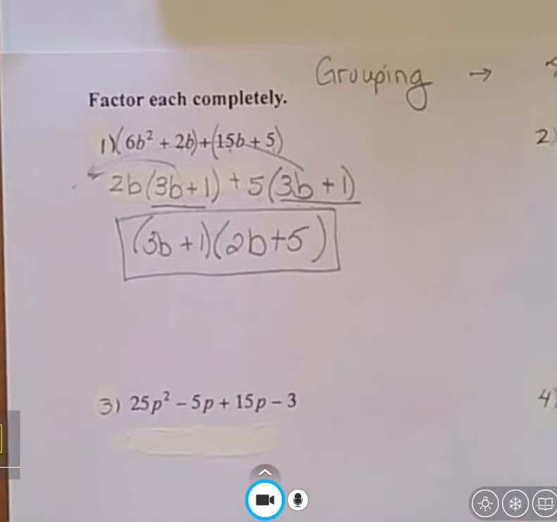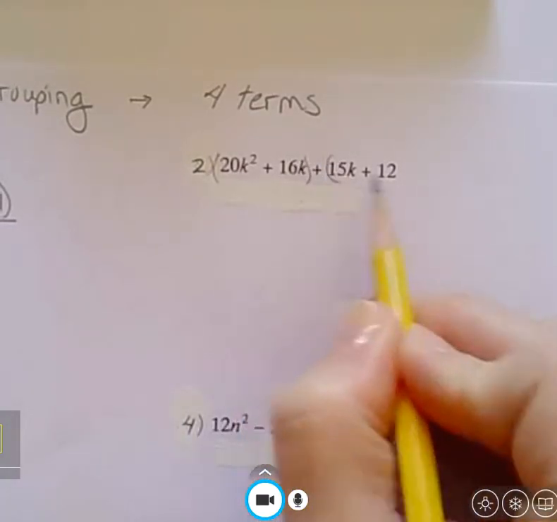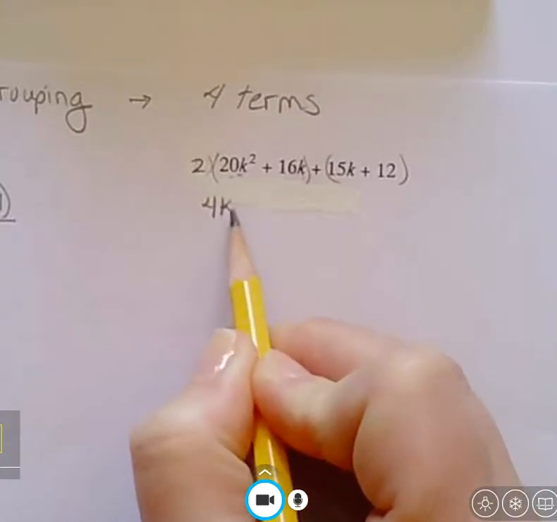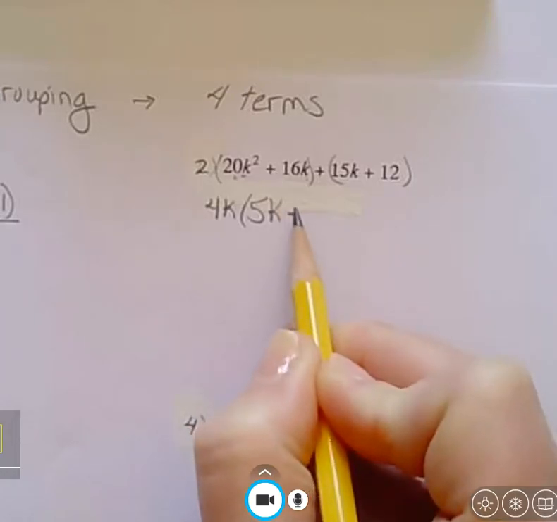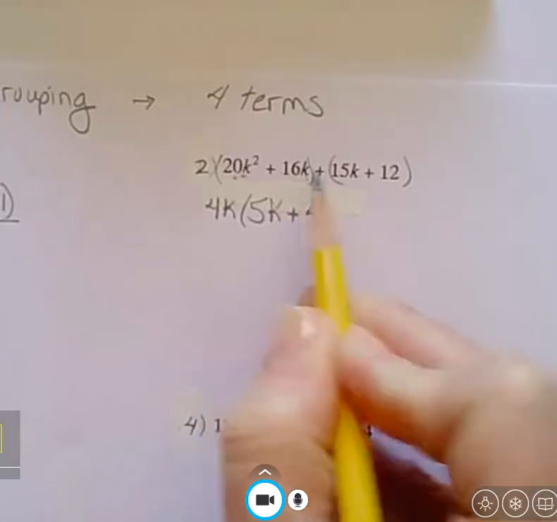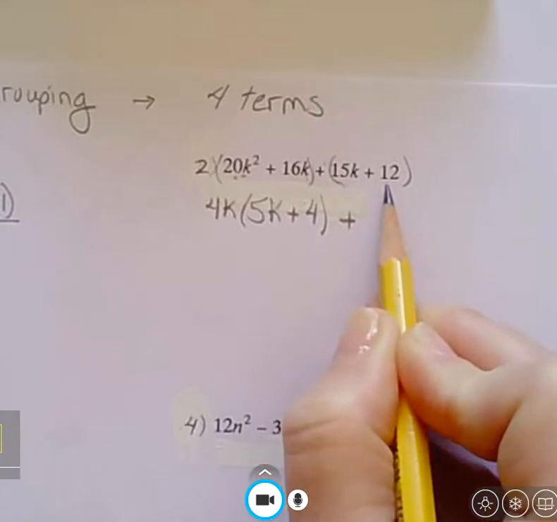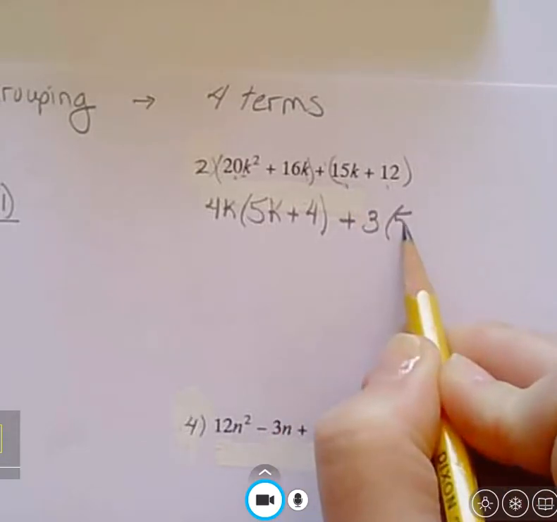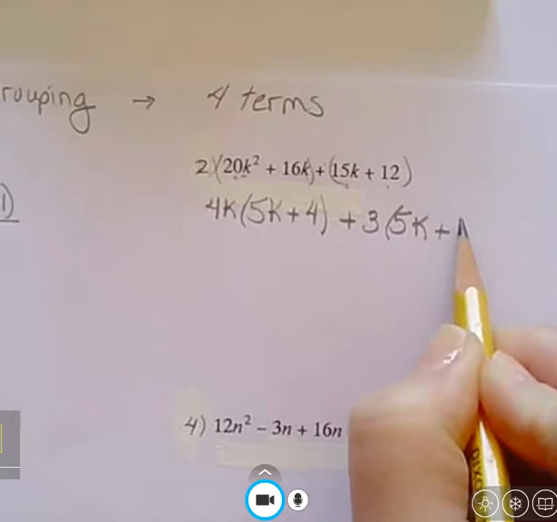Next guy. We're going to move right over. Group your first 2, group your second 2. Something common. Pull out a 4k. Divide out 4, pull out a k. Bring down your plus. Divide out 4, pull out a k. That's it. Bring down this plus sign. Look for something common from these guys. It looks like a 3. Divide out 3. There's 5k. Remember your k. Plus. Divide out a 3, 4.